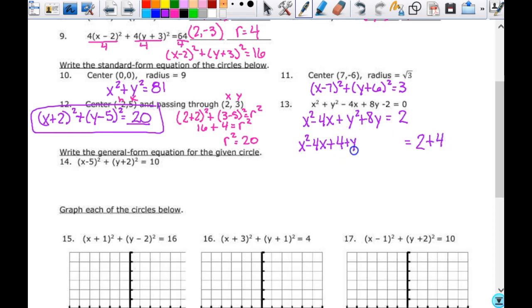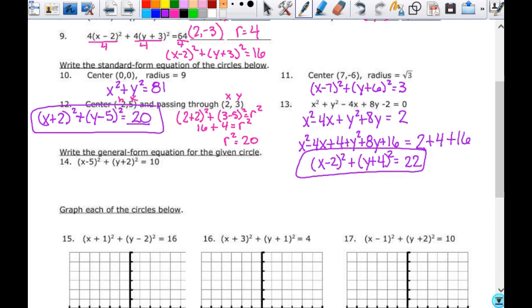And then plus y squared plus 8y. Half of 8 is 4. Squared is 16. I added 16 over here, so I have to add 16 over here. So then this becomes x minus 2 squared plus y plus 4 squared equals 2 plus 4 is 6 plus 16 is 22. And there is my answer.